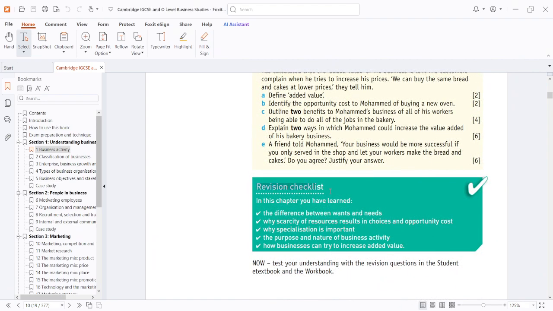And then we have a revision checklist. In this chapter, you have learned the difference between wants and needs, why scarcity of resources results in choices and opportunity cost, why specialization is important, the purpose and nature of business activity, and how businesses can try to increase added value. If you're stuck on any of these, go through the video again and check out the textbook. I'll leave another link in the description, but it was also in the last video. After that, if you're still stuck, you can leave a comment in the section below, and I will get to you as soon as possible.